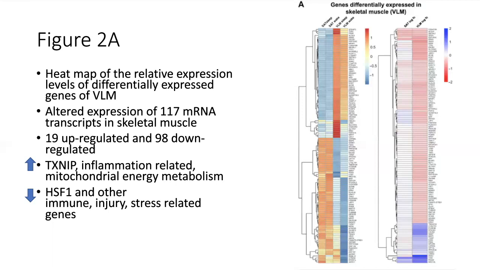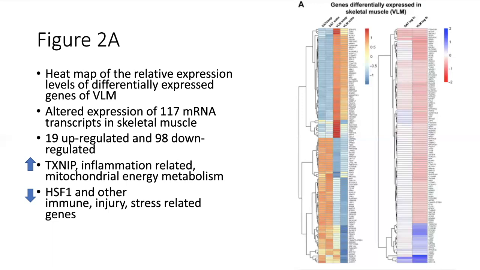An approach to interpreting the gene expression data was through the GSEA, which helps find out if the differentially expressed genes are associated with certain biological processes. The data showed an altered expression of 117 mRNA transcripts in skeletal muscle, 19 upregulated and 98 downregulated. And one of them was TXNIP, which was upregulated, which tends to be upregulated in pre-diabetic or diabetic patients. Other upregulated genes are inflammation related and associated with mitochondrial energy metabolism.